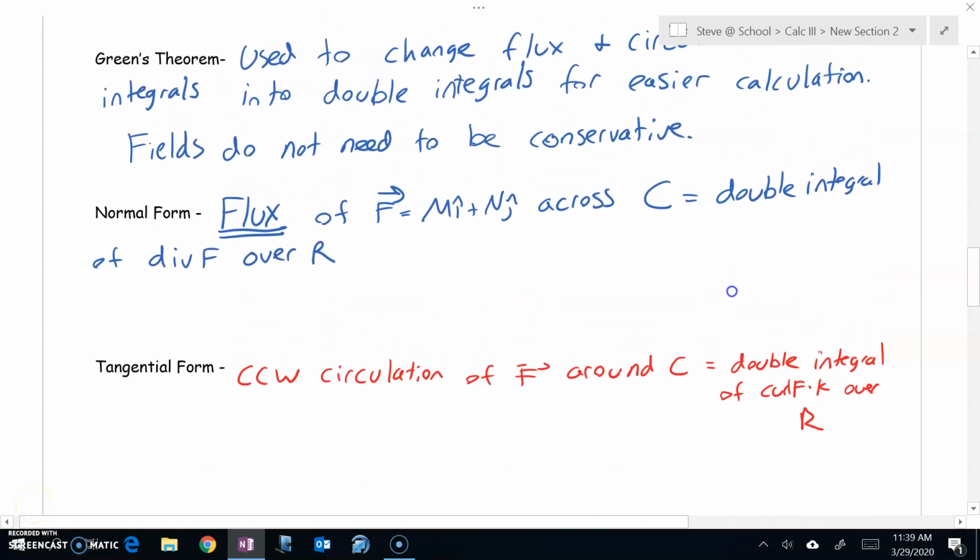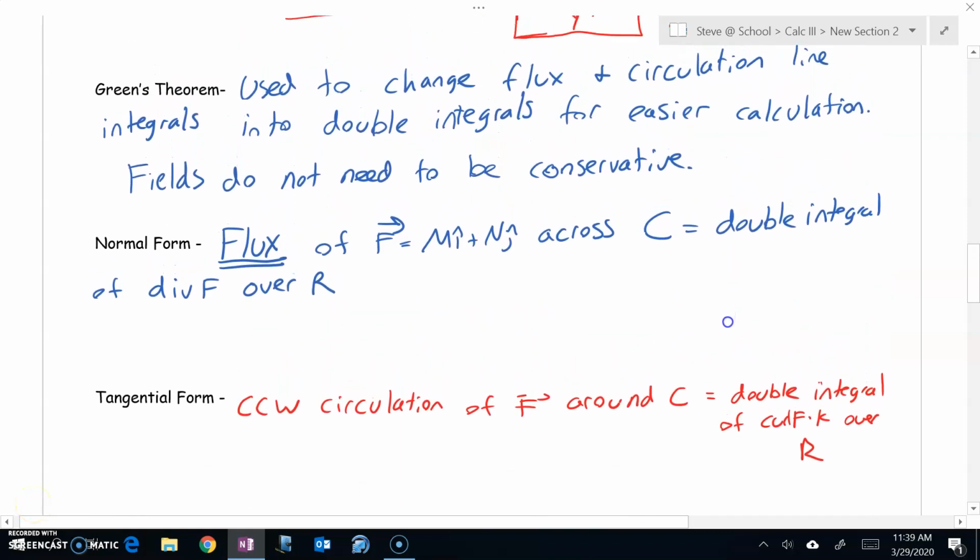Alright class, welcome back. Yesterday we talked about divergence and the k component of curl, and I started us off with Green's Theorem and explained that it's useful to change the flux and circulation line integrals into double integrals for easier calculation. The fields do not need to be conservative. So the normal form of Green's Theorem is also the flux form of Green's Theorem.